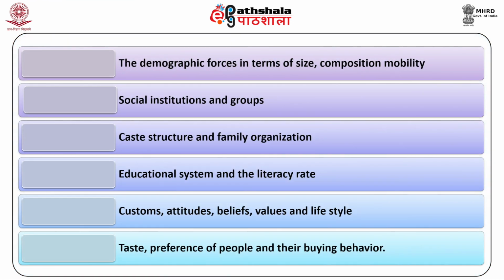Number 1, the demographic forces in terms of size, composition and mobility. 2, social institutions and groups. 3, caste structure and family organization. 4, education system and literacy rate. 5, customs, attitudes, beliefs, values and lifestyle. And last, the sixth one is taste, preferences of people and their buying behavior.